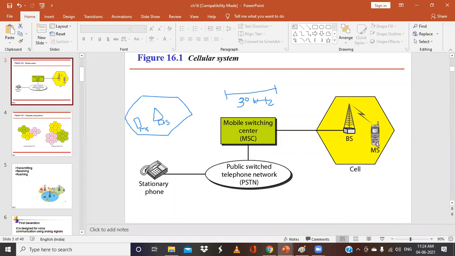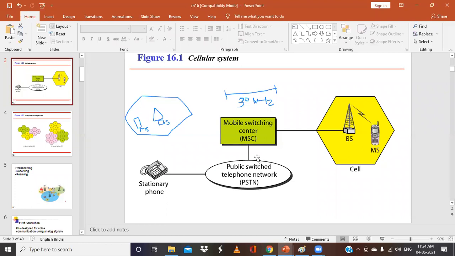So the actual phone number that we are dialing will be scanned by the MS, that is the mobile station, and sent to the nearest base station. This nearest base station takes the data, that is the phone number, and releases it to the mobile switching center, the MSC. And this MSC sends the data to the PSTN, or the telephone office, we can say.